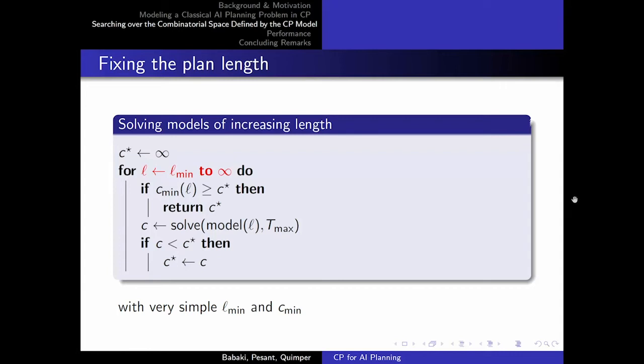As I said, we don't want to inject really any smart planning knowledge about the lower bound on plan length. We stop looking for plans of increasing length once we've established that there cannot be better ones further down. And when we solve our model for a given length L, we also include a timeout to possibly interrupt and move on to the next length.